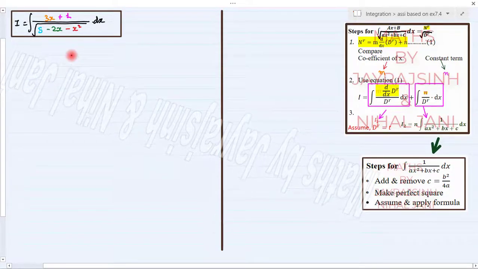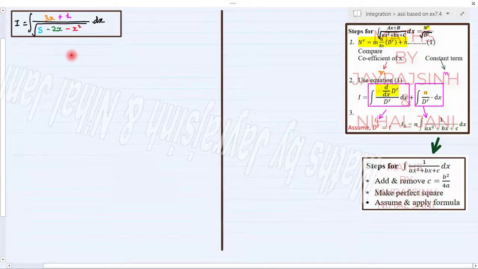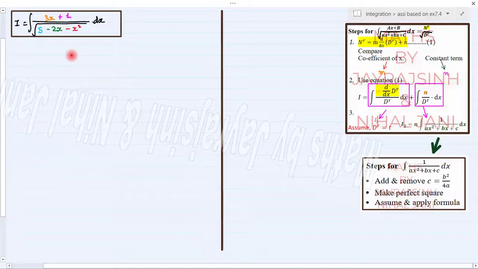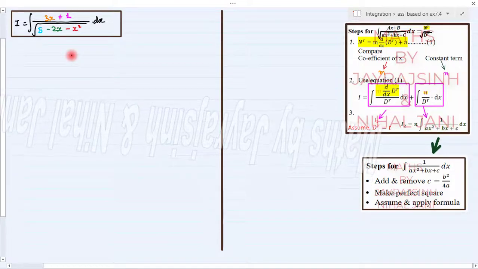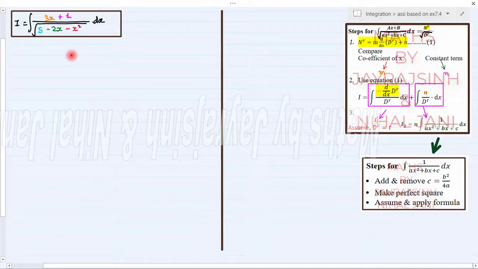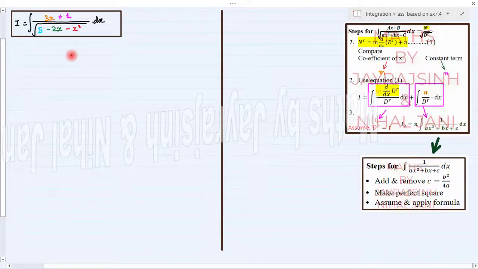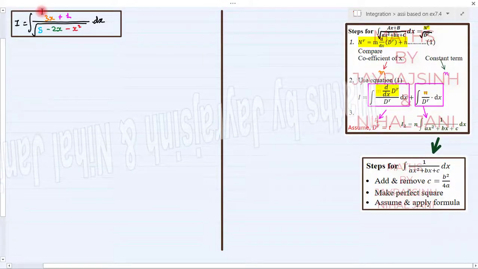In this question, you have to integrate 3x plus 1 upon under root of 5 minus 2x minus x square, which is in the form of ax plus b upon under root of ax square plus bx plus c. Let's follow the standard step.